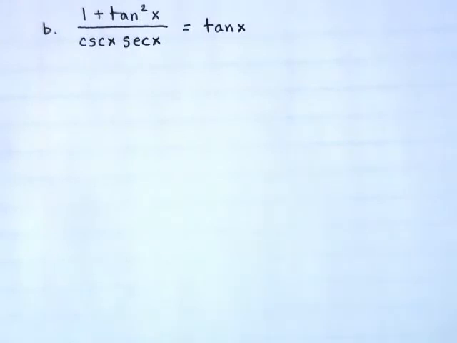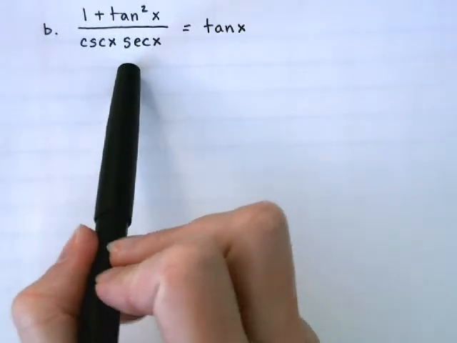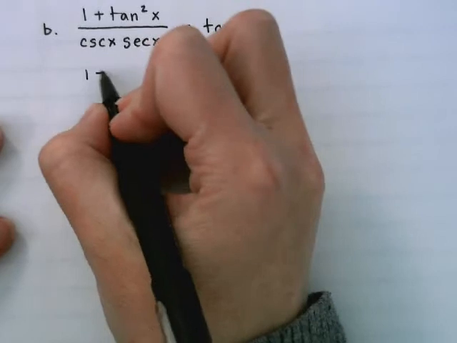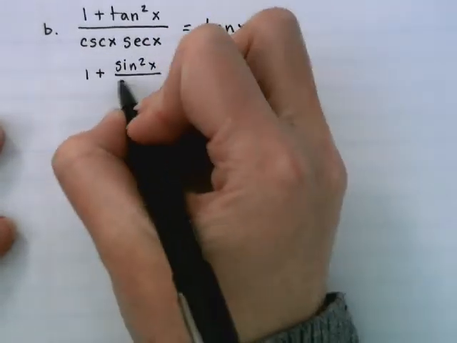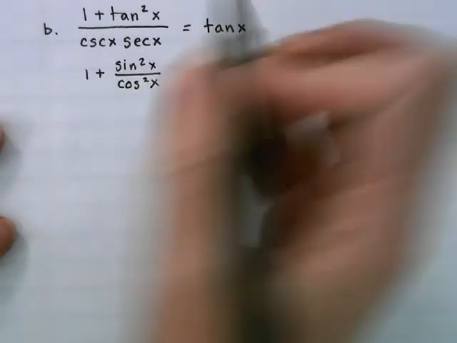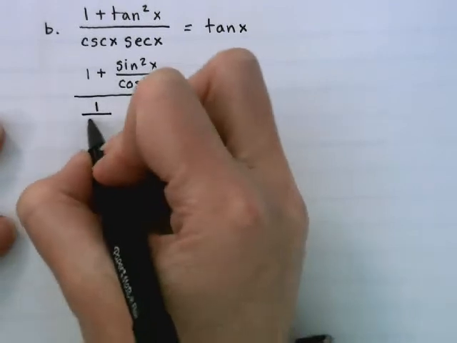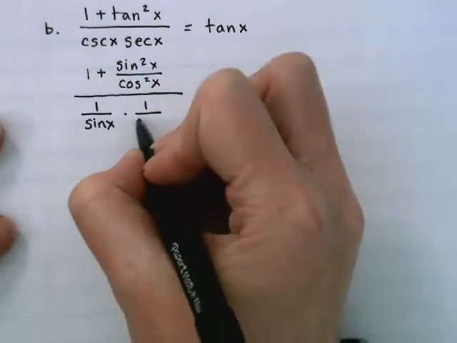Okay, so here's our next one. Step 1, which side is more complicated? That's going to be this side. Then we're going to turn everything in terms of sine and cosine. So we're going to have 1 plus sine squared over cosine squared all over 1 over sine times 1 over cosine.